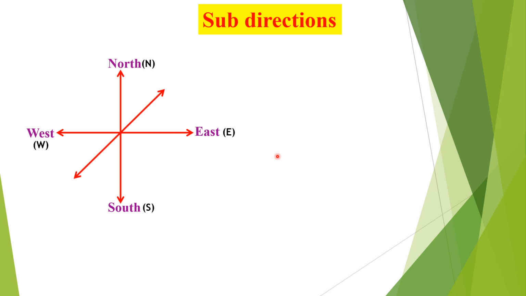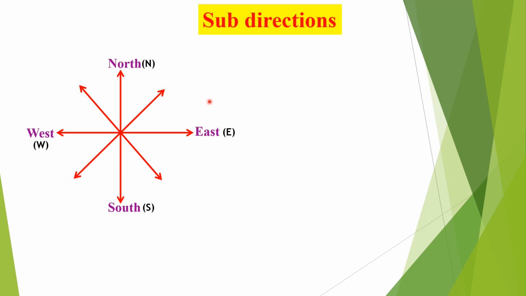Now we have to mark the subdirections like this. Actually, subdirections are passing through the angle between two main directions, dividing it into two equal parts. දැන් අපේ main directions දෙකක් ඇතුලේ තියෙන angle එක සමාන කොටස් දෙකකට බෙදාගෙන තමයි මේ subdirection එකක් යන්නේ. මෙතන subdirection එකක් තියෙනවා, මෙතන තියෙනවා, මෙතන තියෙනවා, මෙතන තියෙනවා.